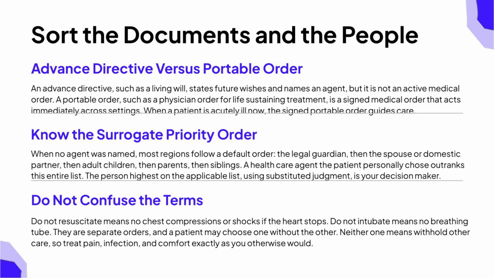Second, know the default surrogate priority order for when no agent was named, which typically runs guardian, then spouse or partner, then adult children, then parents, then siblings. And remember that a healthcare agent the patient personally chose sits above that entire list. Third, do not confuse do not resuscitate with do not intubate. Do not resuscitate means no compressions or shocks.